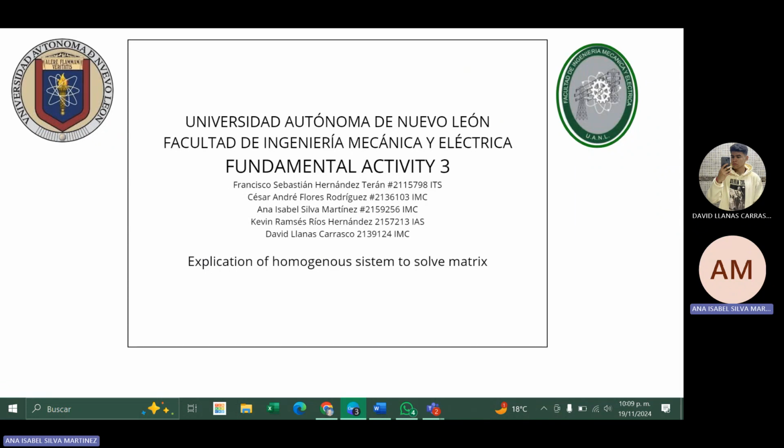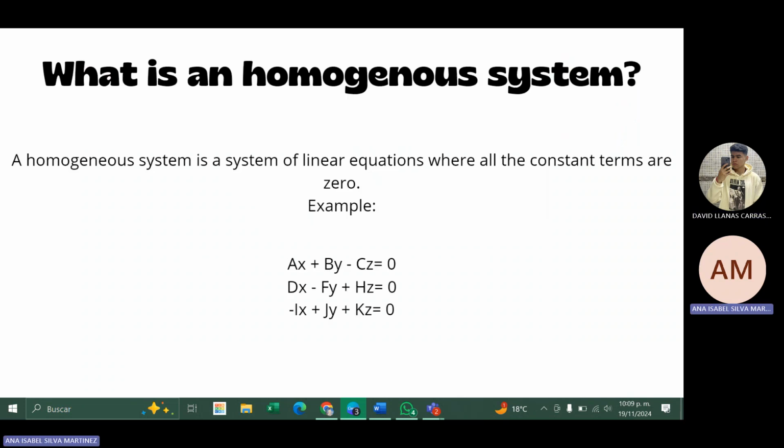Well, I'm going to explain how to solve a homogeneous system in matrix form. First, we have to understand what a homogeneous system is. That is a system of linear equations where all the constant terms are zero. For example, here we have ax plus by minus cz is equal to zero.